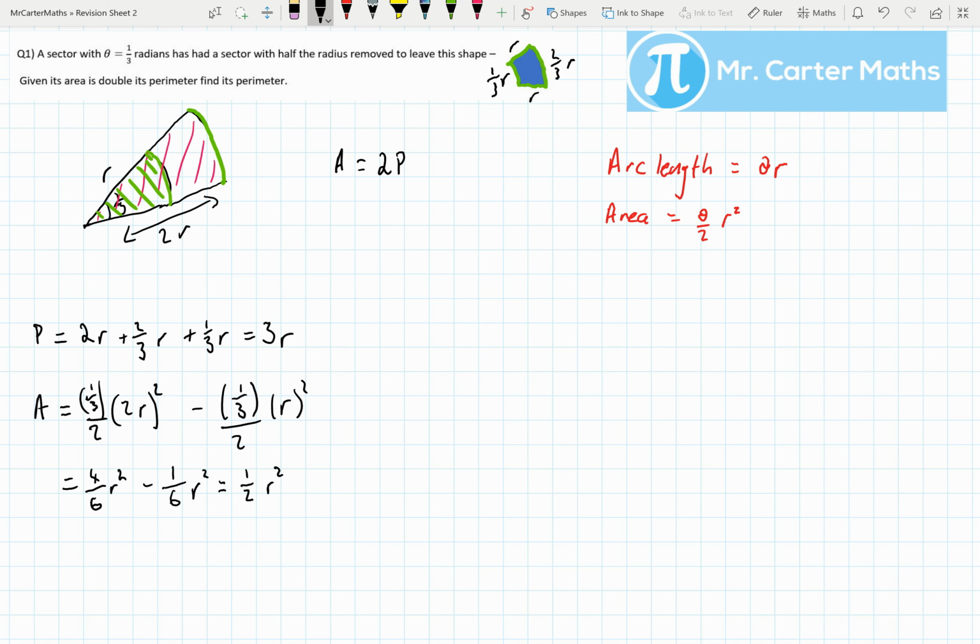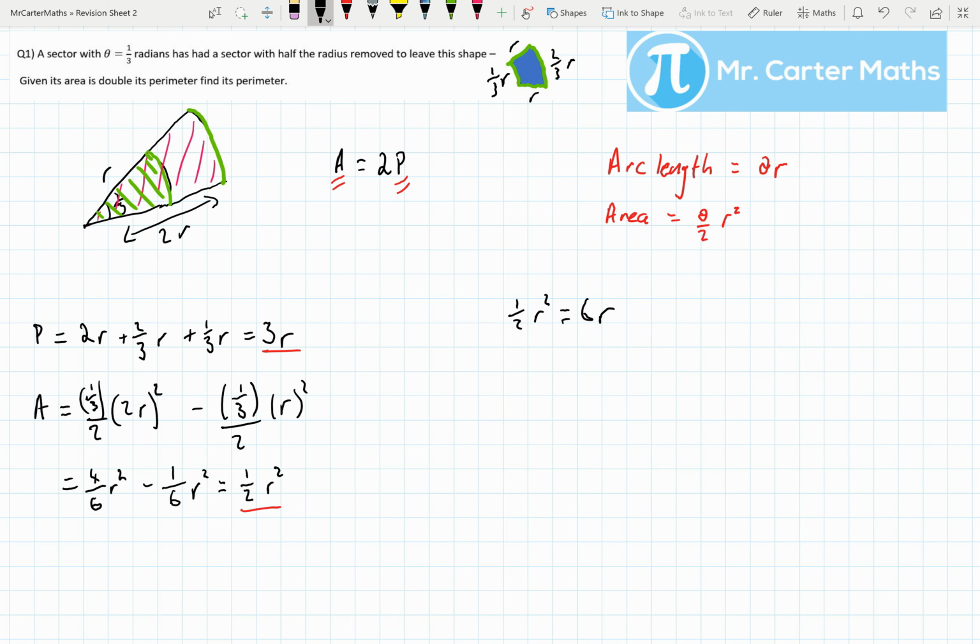So now I have an expression for my perimeter and an expression for my area, so I can go ahead and sub those two things into my original equation at the top. I'm going to do that down in this bottom right side. My area is 1 over 2 r squared. That's equal to 2 times my perimeter, which is going to be 6r.